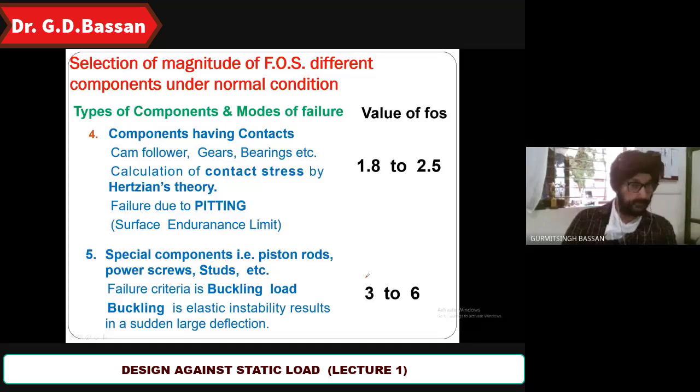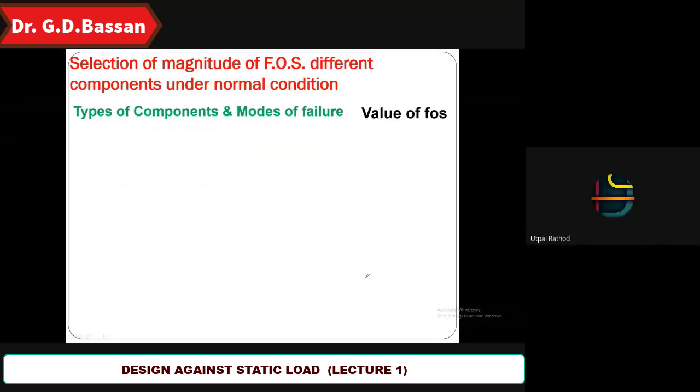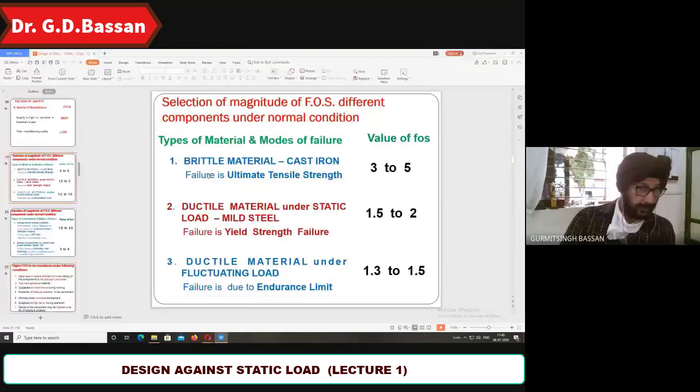First one is brittle material. For brittle material, the factor of safety is high. Second is ductile under static load. Failure is by yield strength, factor of safety 1.5 to 2. Third is ductile material under fluctuating loads. Failure is due to the endurance limit, value of factor of safety 1.3 to 1.5.